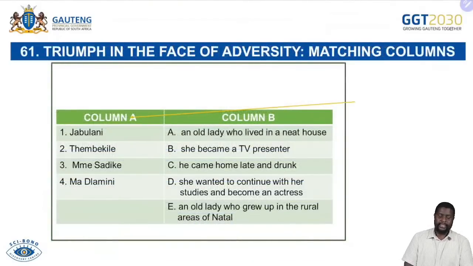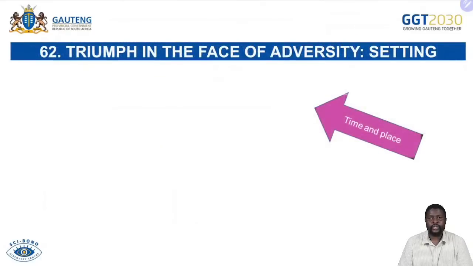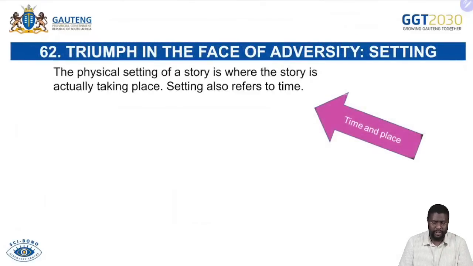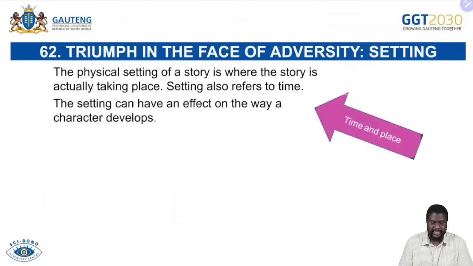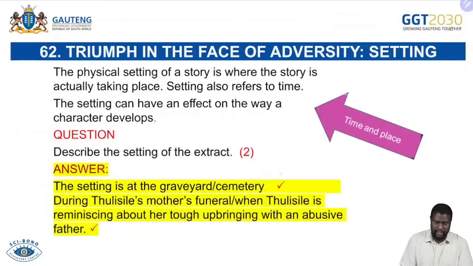Here are the giveaways that we spoke about. 4 marks out of 4 in the first question. You must get a total here. Test your knowledge. The first question is your characters. Your second question is setting, the physical setting of the story. What is the setting of this extract? Remember our setting questions, we said where and when, time and place, for 2 marks. You can see your marks here.